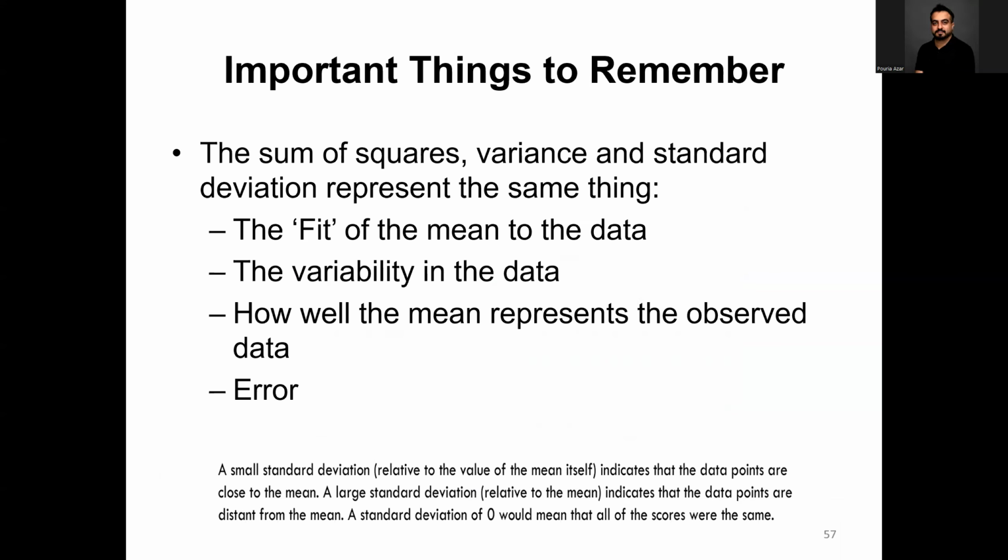So here are the important things to remember. The sum of squares, variance, and standard deviation represent the same thing. They represent the fit of the mean to the data. They represent the variability in the data, and how well the mean represents the observed data. They all represent error.